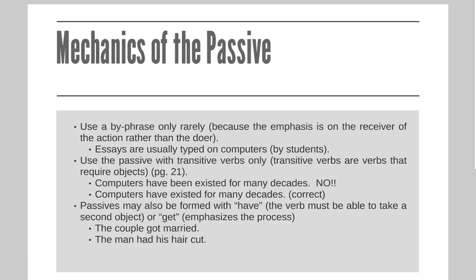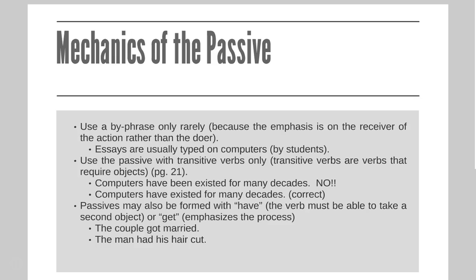There are different ways to form the passive, including with have or get. So the first example, the couple got married. That is an example of the passive with get. So you have the verb get in some form, and then the past participle, married. And it emphasizes the process of marriage, for example. You could also say the couple was married, but that emphasizes the result of the action.